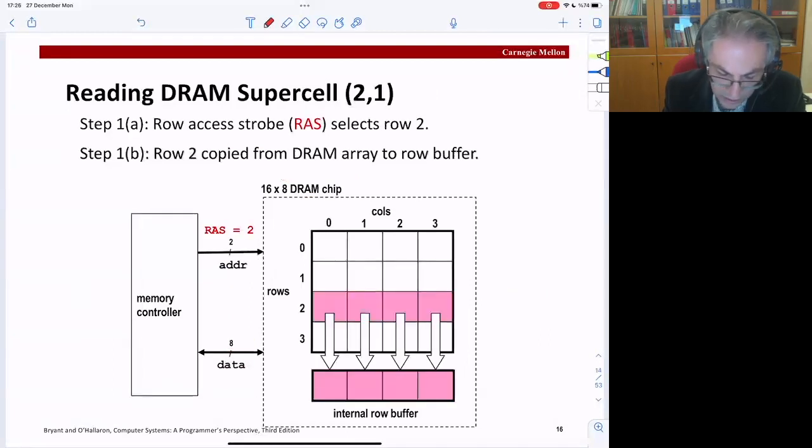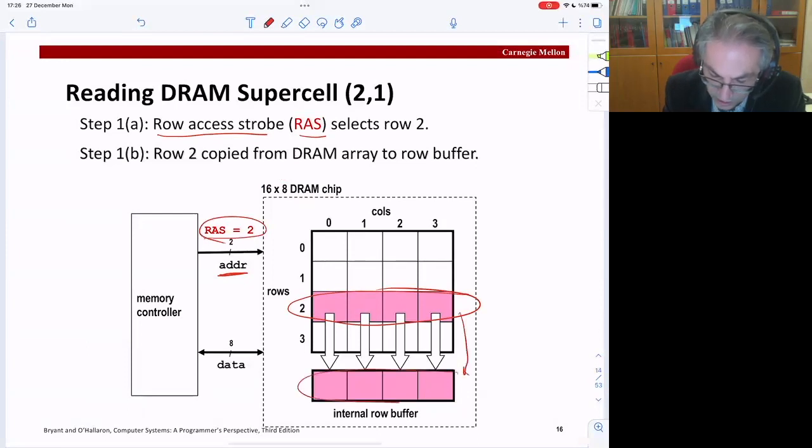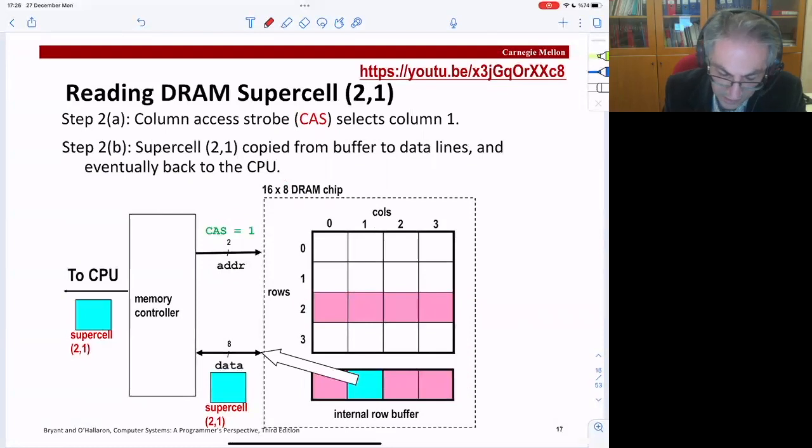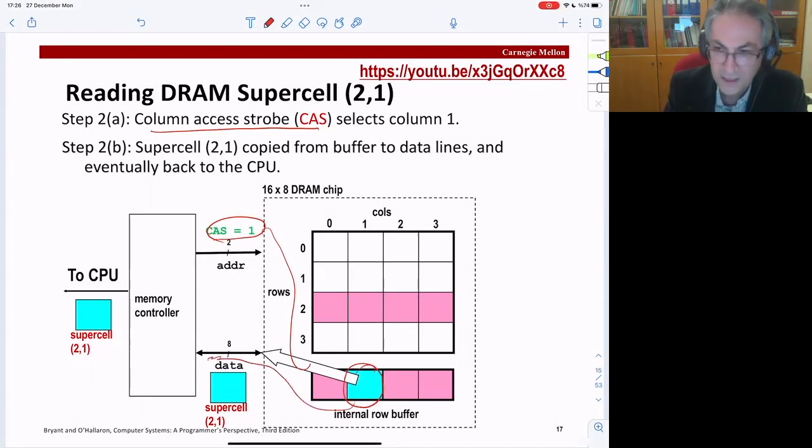From the address side, you send two things. One is the row access strobe, RAS. It selects row 2, which is here, by setting RAS to 2. Then this row is copied into the internal row buffer. After that, we have the column access strobe, CAS, which we set to 1. With this, we take that supercell from the internal row buffer and feed it out as the data. So this is basically how DRAM accesses work.